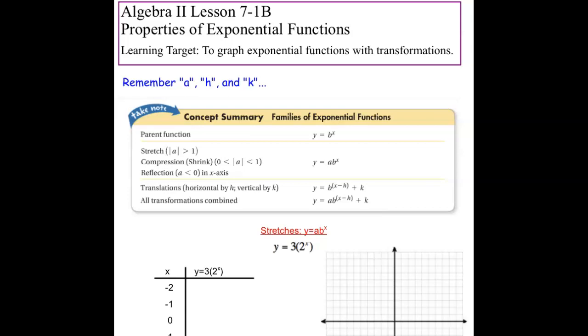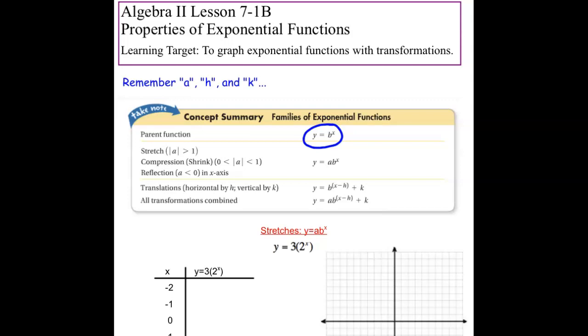Okay, welcome back. Today we're going to finish up graphing our exponential functions. Today we're going to focus on the ones that have transformations. So remember our a, h, and k pieces that we've been using to transform all different kinds of functions. We have a parent function, y equals b to the x power.